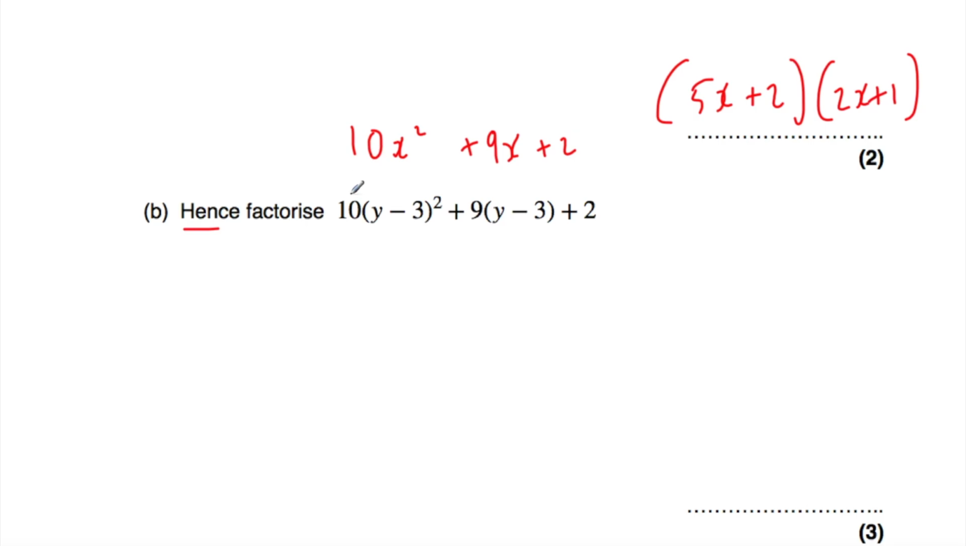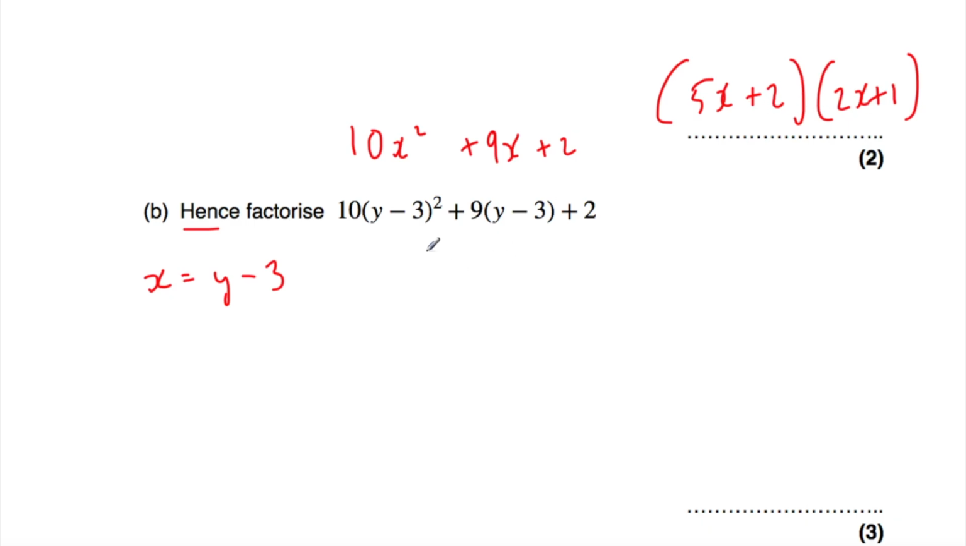And if you notice here, instead of being 10x squared, we've got 10 and then this bracket squared. So what we're going to do is replace our x with what the bracket is. We're going to say that x equals y minus 3. So they've changed the x to be y minus 3. So if we want to factorize this, we can just replace this x here and here with y minus 3.